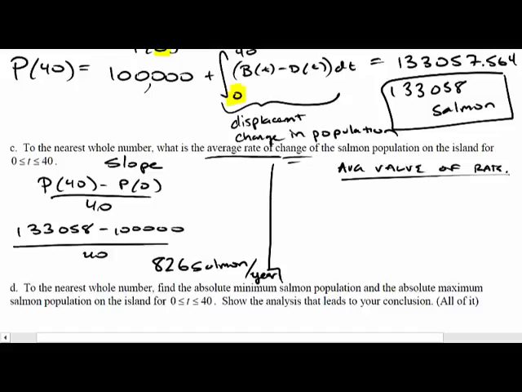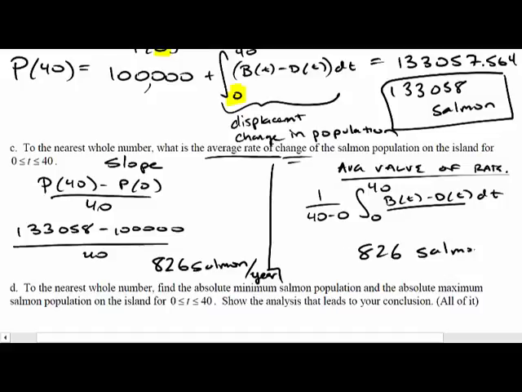If I instead want to think about it as the average value of the rate, I would need to do 1 over b minus a, so 40 minus 0, times the integral from 0 to 40 of b of t minus d of t dt, since these represent my rate. I put that in the calculator, and I also get 826 salmon per year.